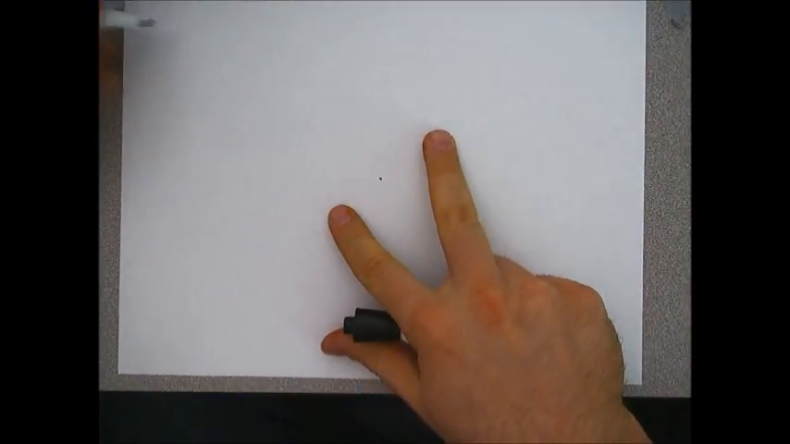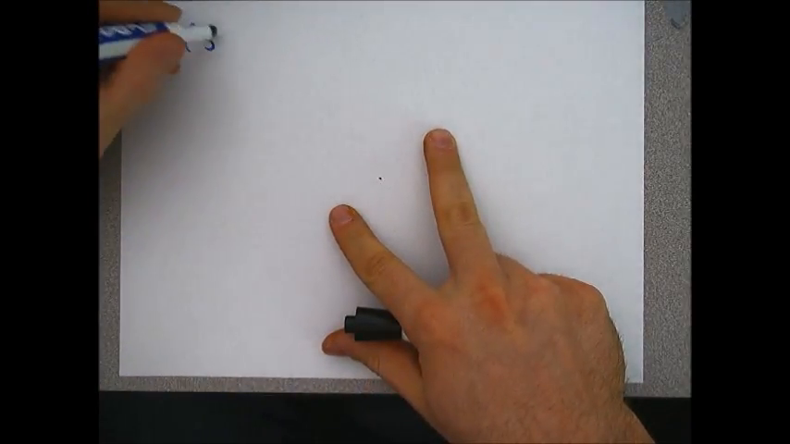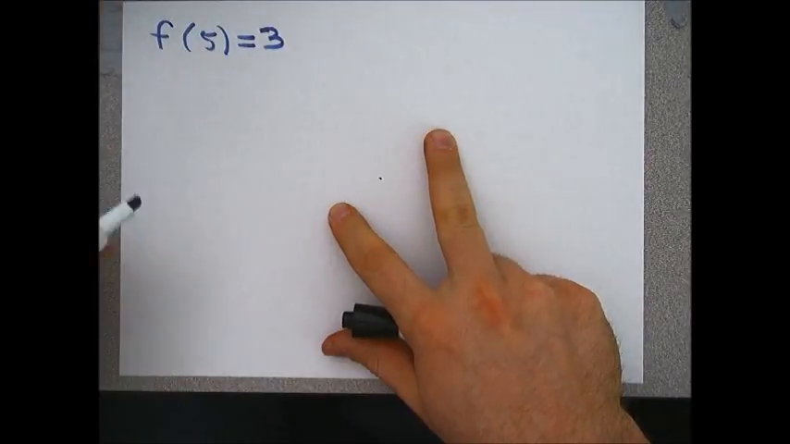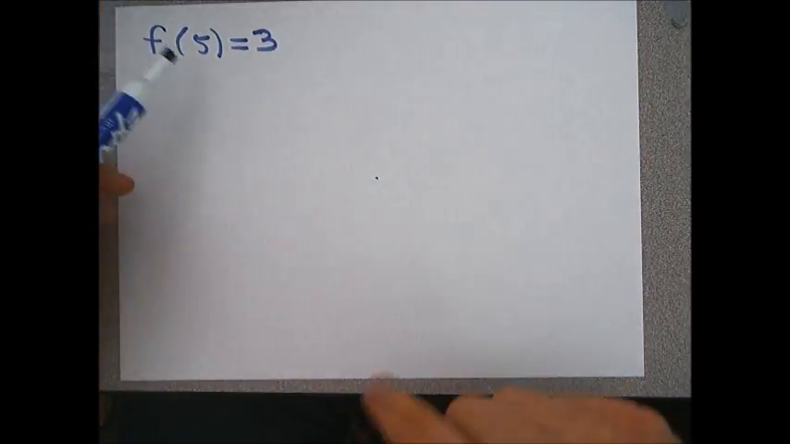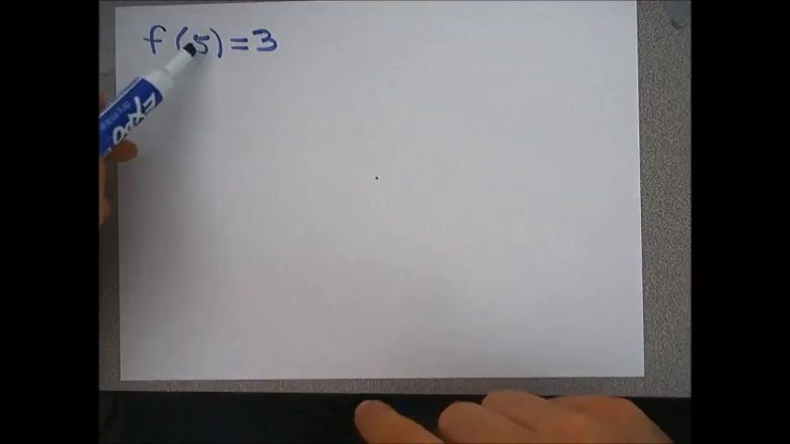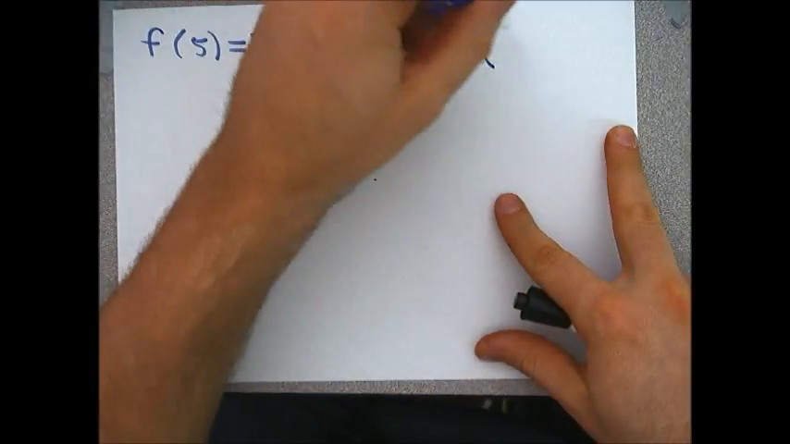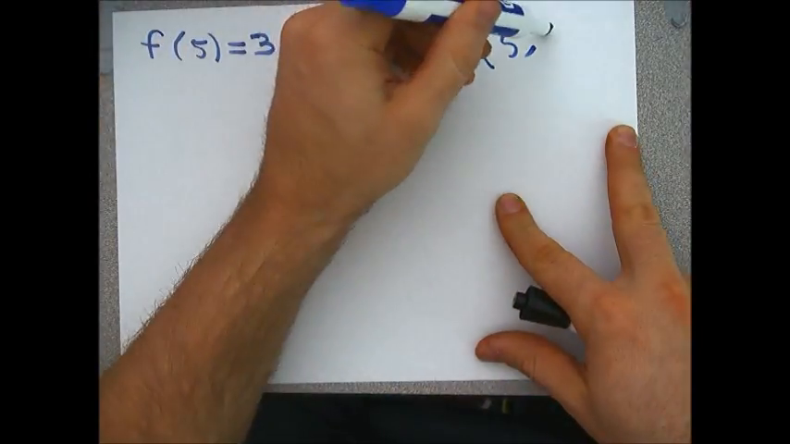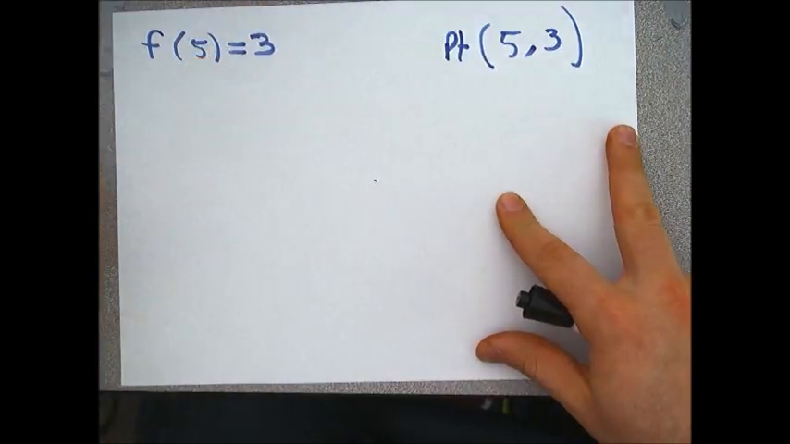Number 14, so we're not going to write this all out, but there's a lot of words here. F is a differentiable function such that f of 5 is equal to 3. Let's stop there. F of 5 is equal to 3. That tells me right away what? F of 5, normally it's f of x, right? So I just let x be equal to 5, and it gave me a resulting y value of 3. So now I have that point.